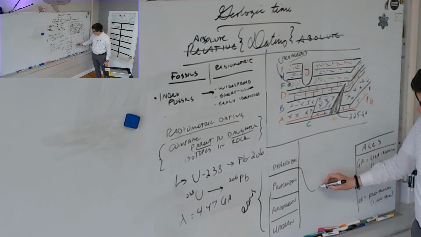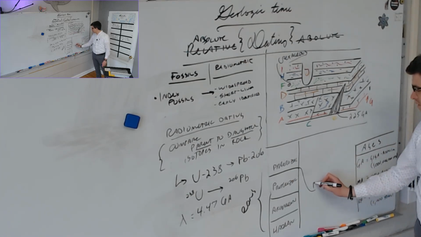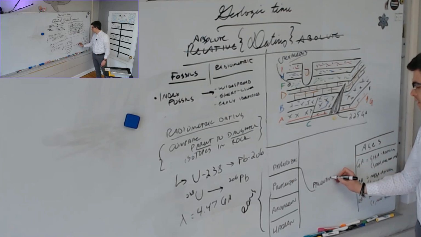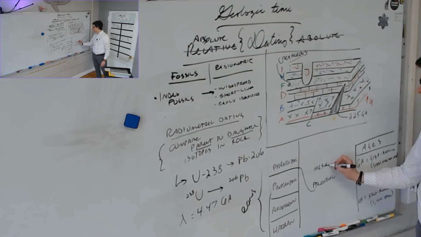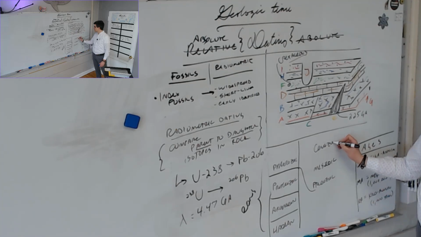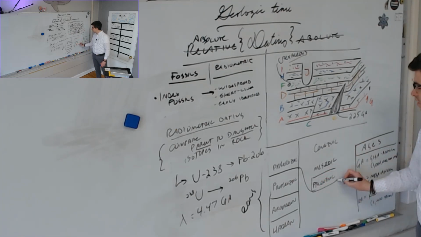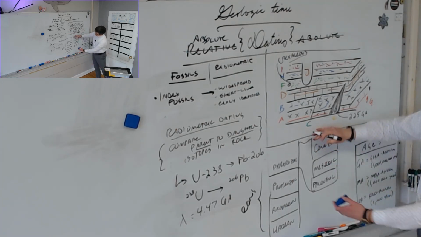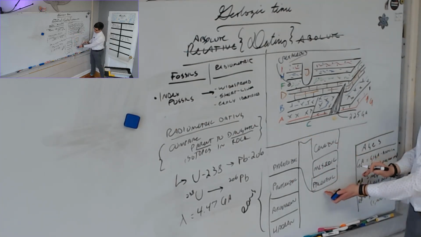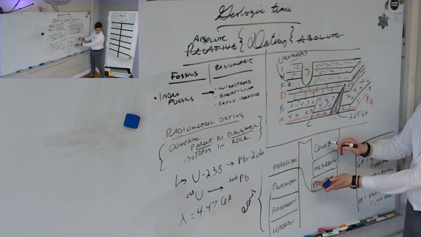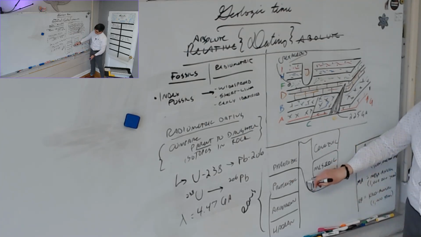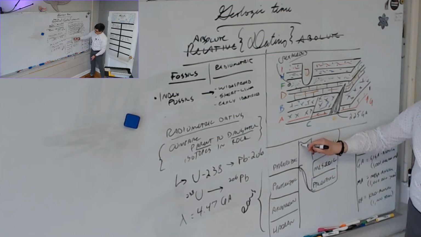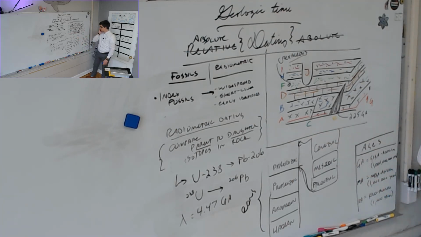We have the Paleozoic, Mesozoic, and the Cenozoic. I'm trying to figure out the best way to draw this. Do you understand my little diagram here? These are all shoved into the Phanerozoic. The Paleozoic doesn't go down here. I'm trying to represent that it goes into the Phanerozoic.